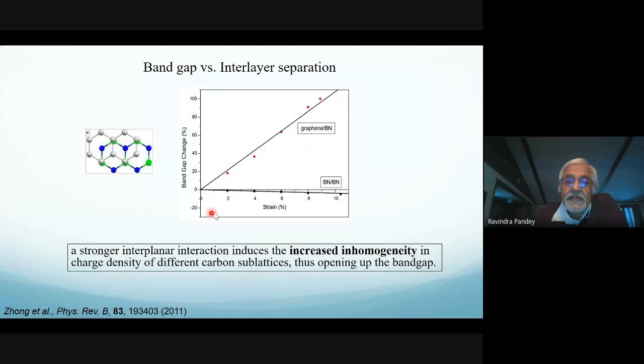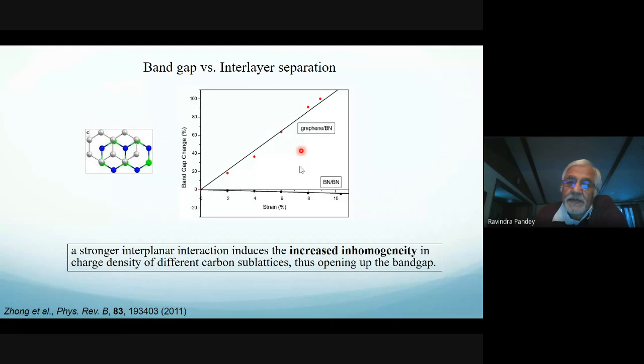In this case, you can see the change in the band gap of this bilayer system, and this I call strain. This is the equilibrium configuration where we form the bilayer. If we squeeze the separation by about 10%, you can see a significant rise in the band gap. So indeed, this experiment has shown us, using computers and the model, that this increase in inhomogeneity comes from the interplanar interaction, which opens up the band gap.